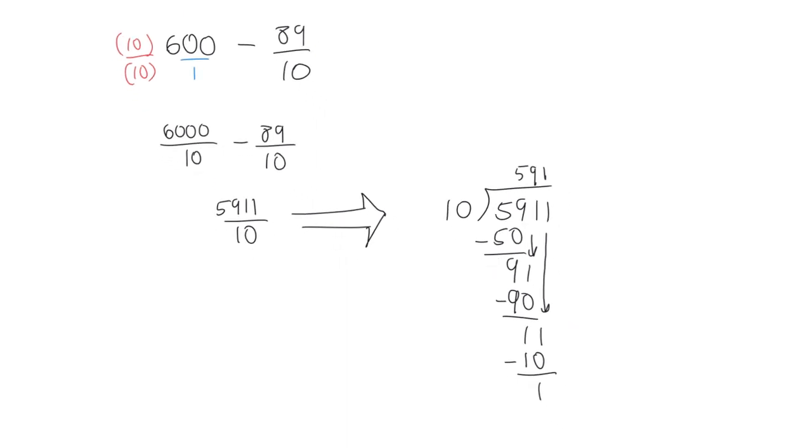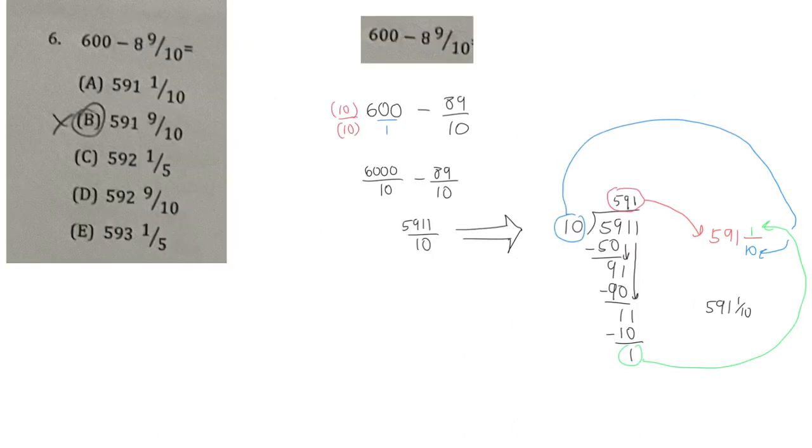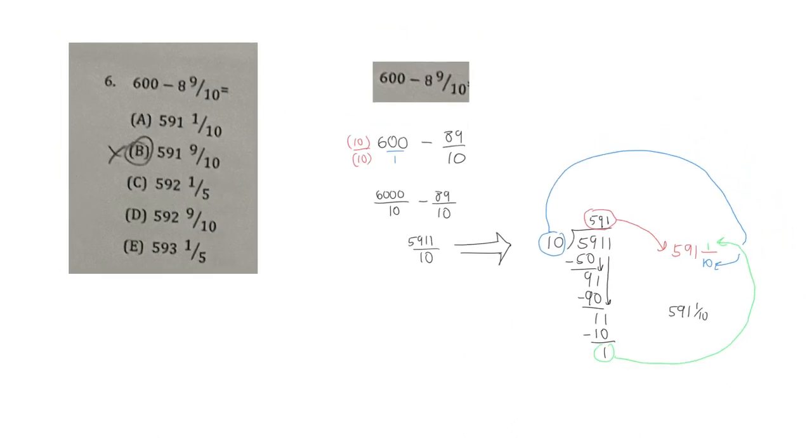Now, whenever you perform that long division, you must remember that this number will always be the large number. This number will always be the numerator that goes on top. And then finally, this number will always be the denominator that goes on the bottom. So at the end of the day, we have 591 and 1/10. And that is right here. So that's the answer.